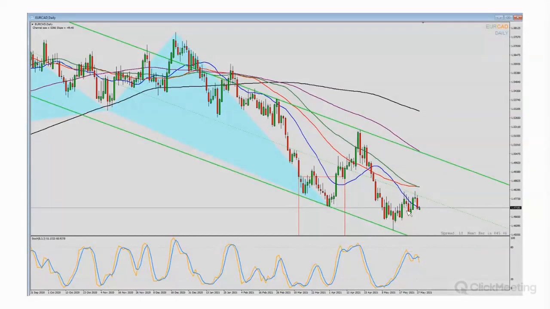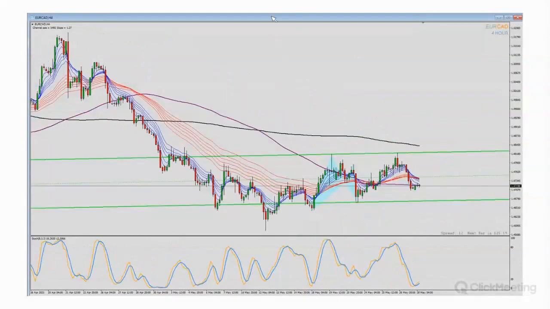There's no inverted head and shoulders. There's nothing. It just does not seem like a place where I would want to go long. In addition, we've got price in the middle of a fractal SHI channel. So from a technical perspective, this is not a nice looking long. So I'm going to go neutral on the daily. We're going to move down to the H4.